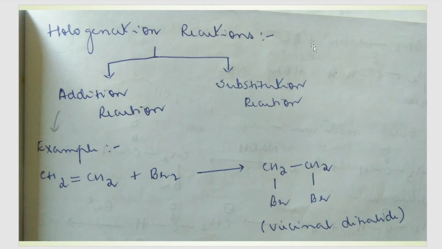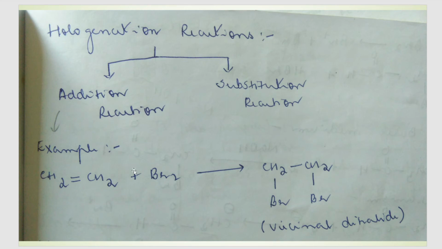It can be done by two different mechanisms, that is by addition reaction and substitution reaction. In an addition reaction, we are adding halogen directly, whereas in a substitution reaction there is a free radical formation and then that free radical gets added to the organic compound. So first of all, let's study how an addition reaction takes place.